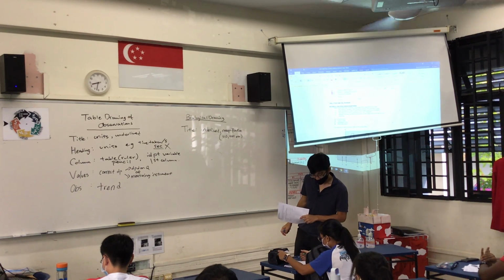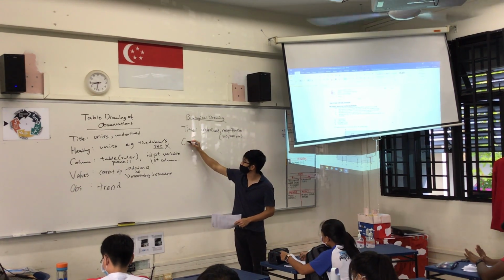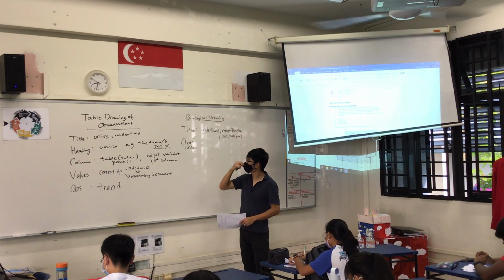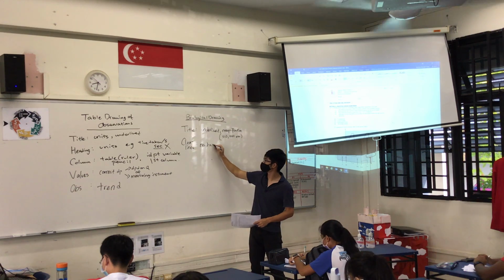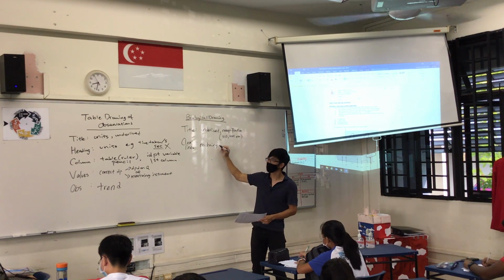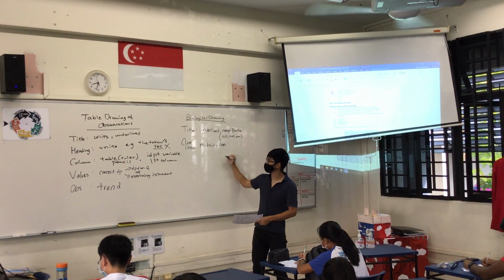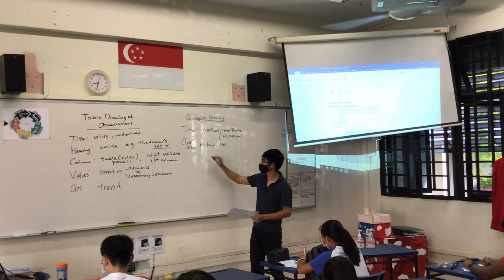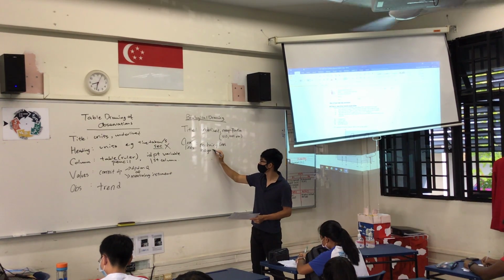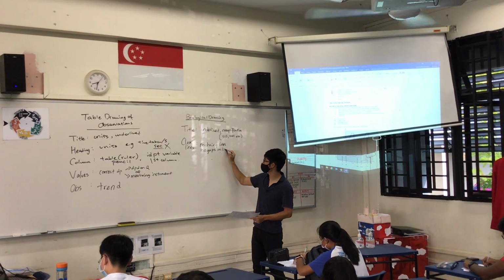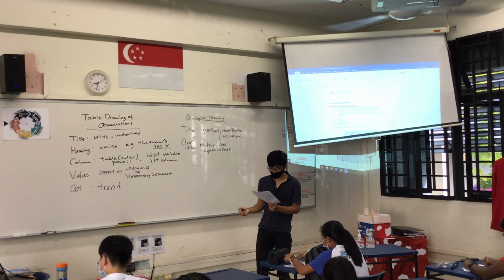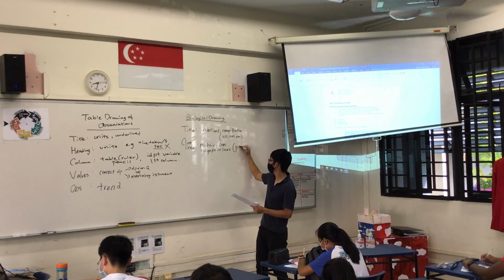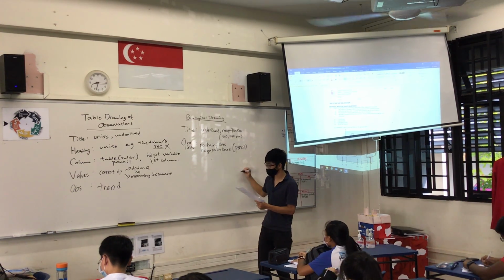T, then C. Okay, C for clean lines. Okay, no hairy lines, unless it's actually hairy. No gaps in the lines. That's what clean lines should be. Your drawing should also be in pencil. It should not be in pen.